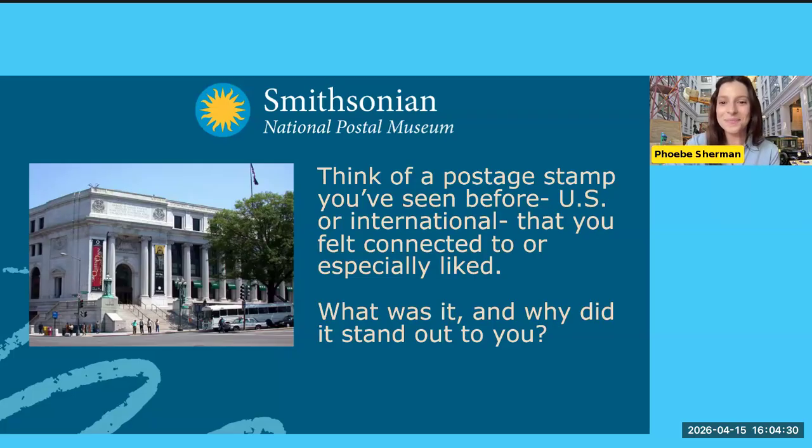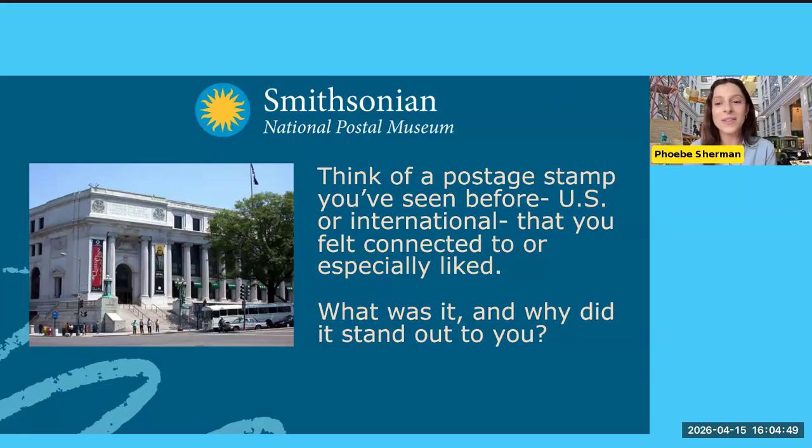So as Philippa shared, the program tonight is intentionally connected to the 250th anniversary in the United States, but this isn't the only semi-sesquicentennial, I hope I pronounced that correct, that we've been celebrating at the National Postal Museum.